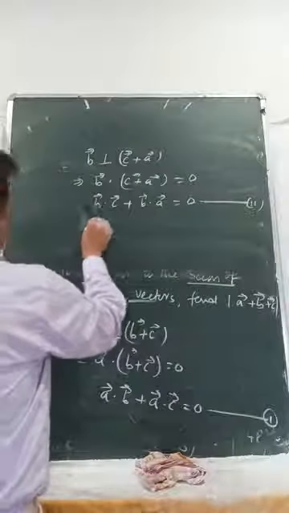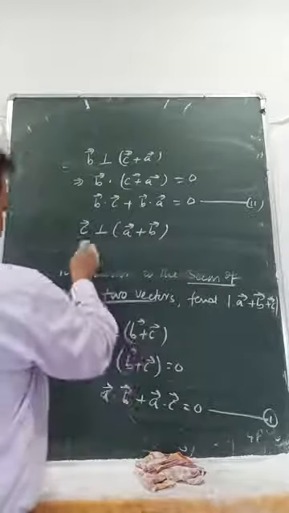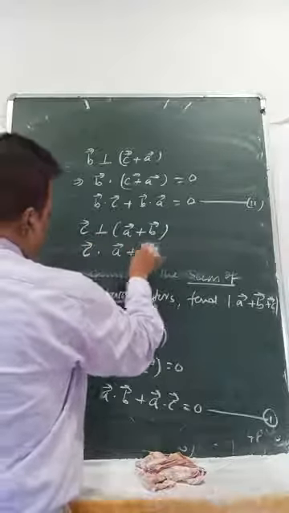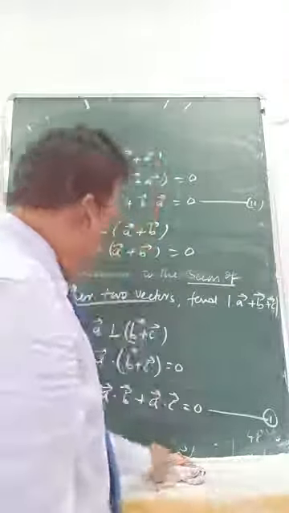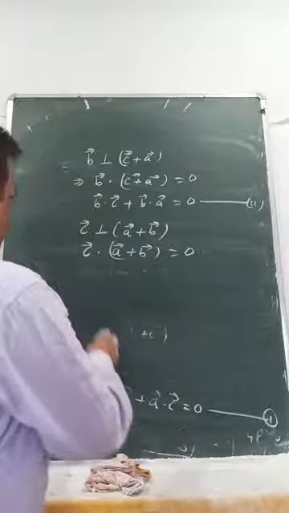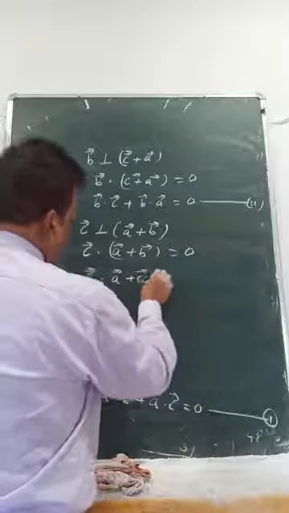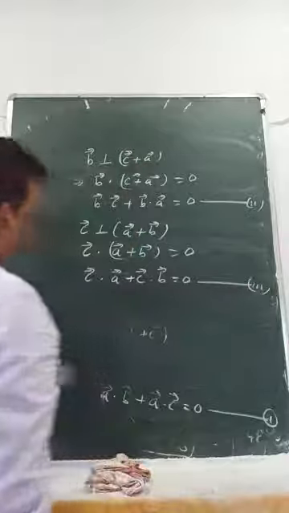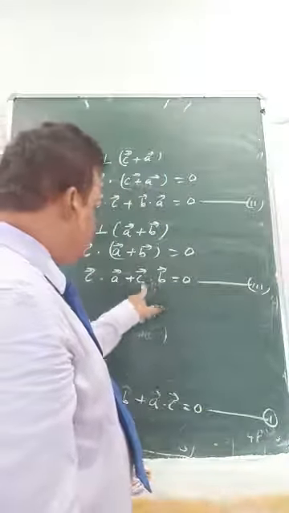Then C is perpendicular to the sum of the other two, meaning C dot (A plus B) is 0. So what will you get then? You will get C dot A plus C dot B equals 0. You remember the dot product is commutative, meaning C dot B and B dot C are the same.